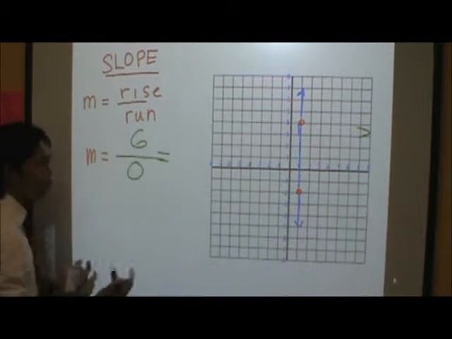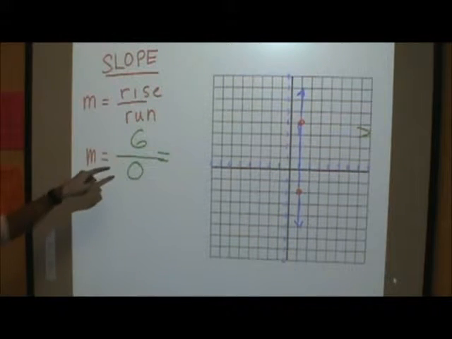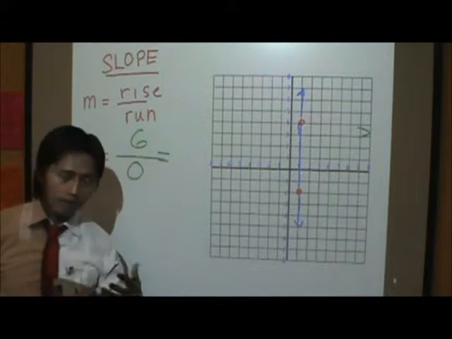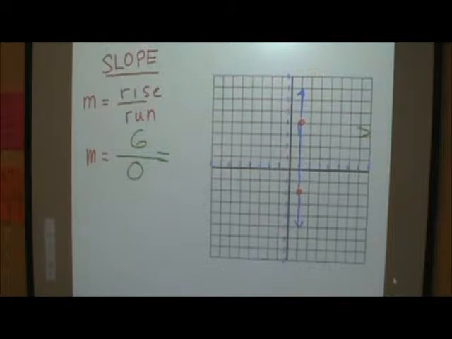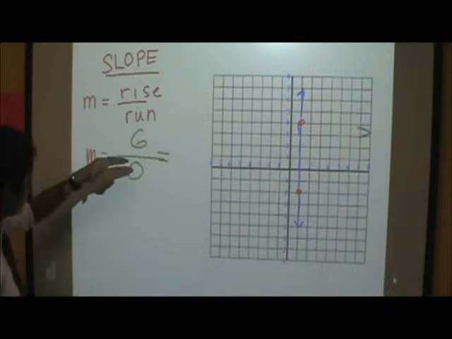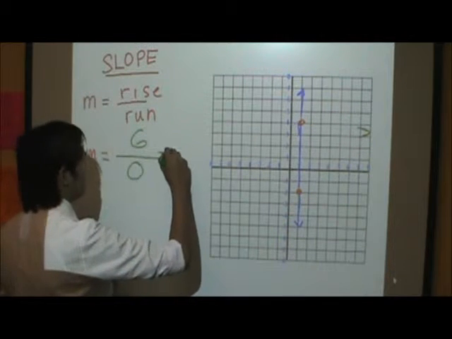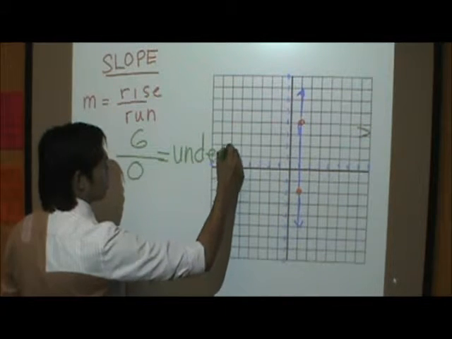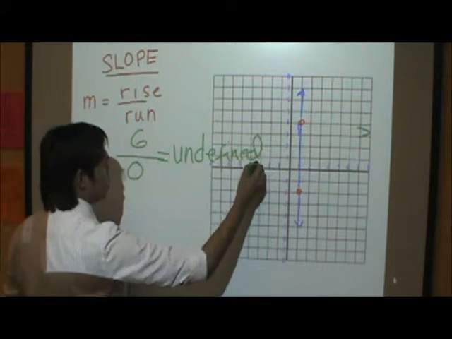Now, if you use our calculator, 6 divided by 0, you're going to find the answer there as error. But we do not use the word error for mathematics. Instead, if you divide a number by 0, it will mathematically be undefined.